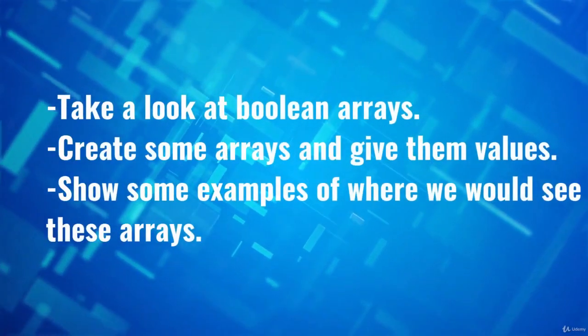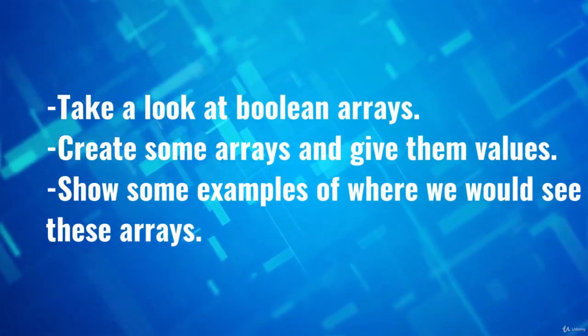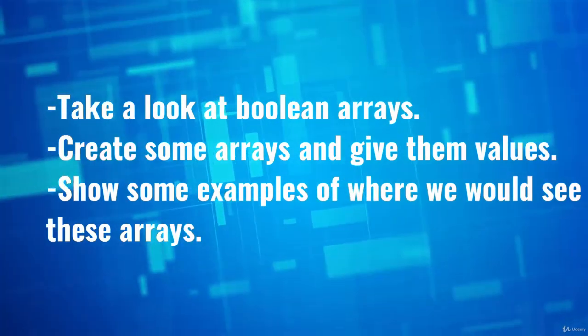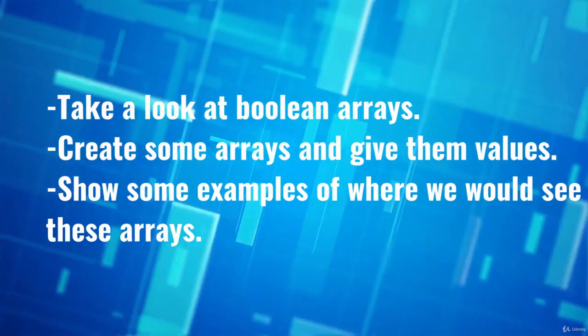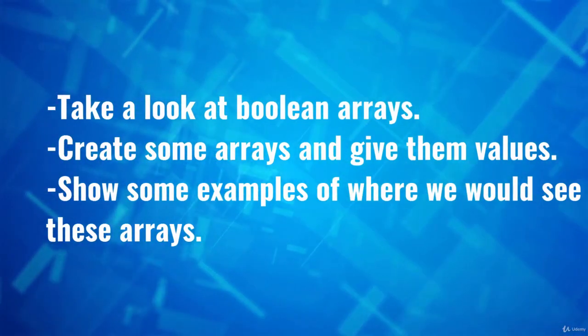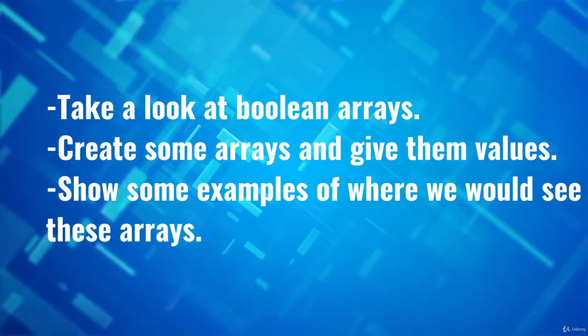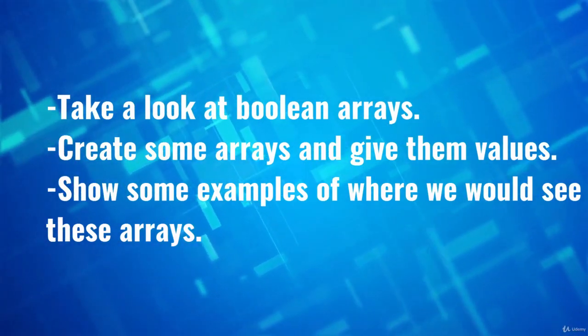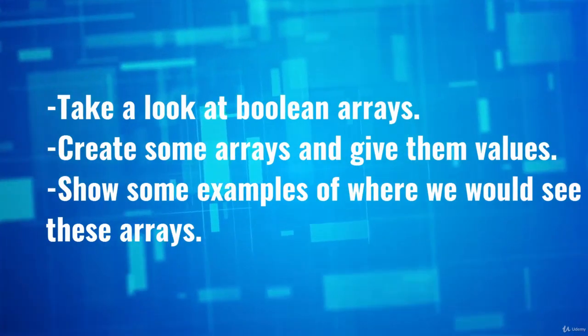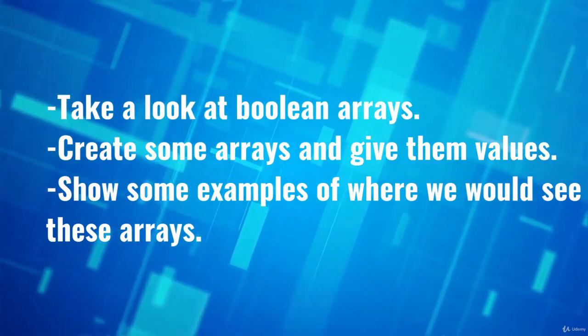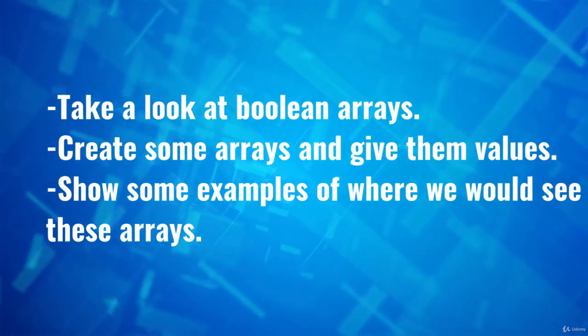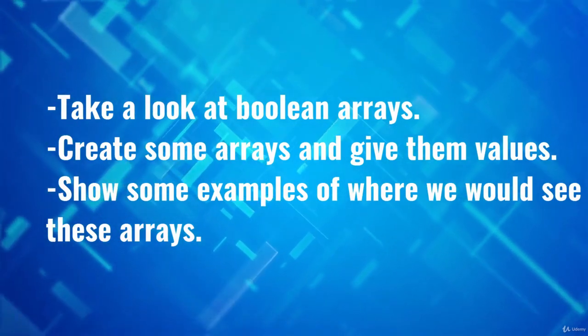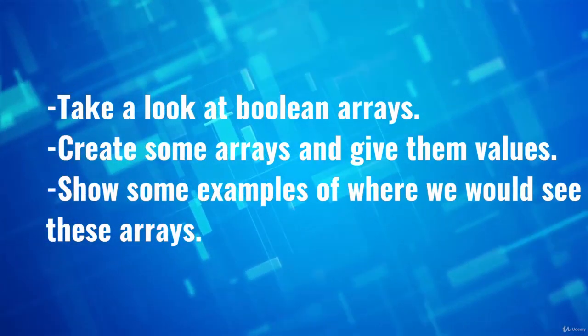Okay, so now we're going to take a look at Boolean arrays. So these are going to be the first type of arrays we'll look at. We'll look at each variable in turn, but we'll start with Booleans. So what we're going to do is create a couple of arrays, and we're going to initialize one to be empty, and then we're going to give one some values, just so you can see kind of what a Boolean array might look like. We're also going to show you some examples of where we would see these arrays either in real life or in the code.